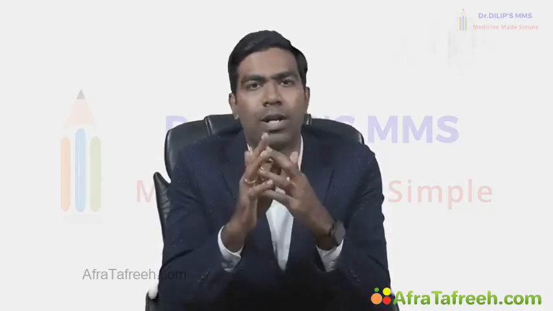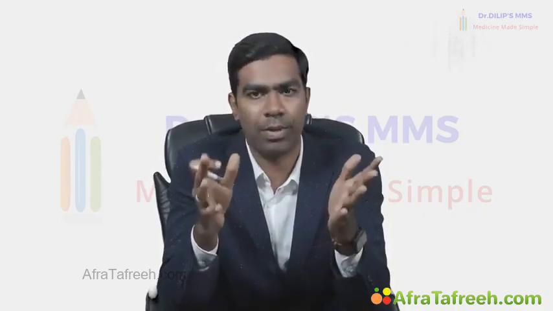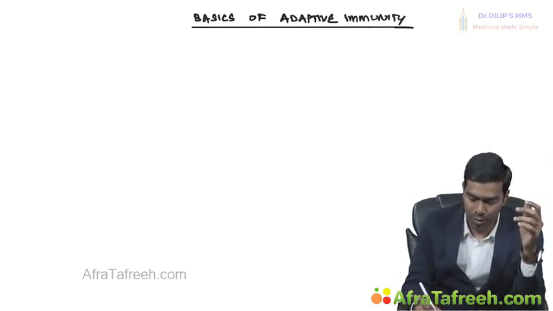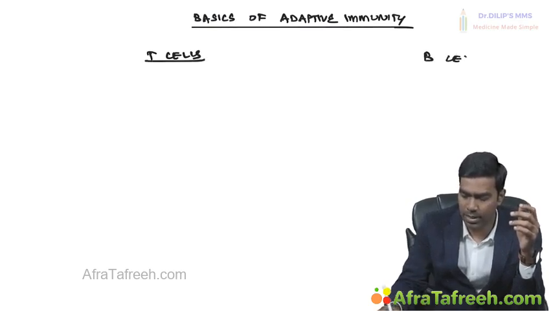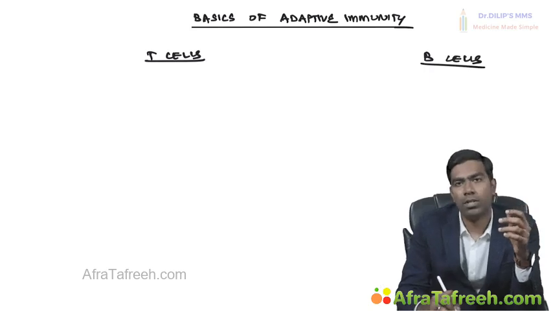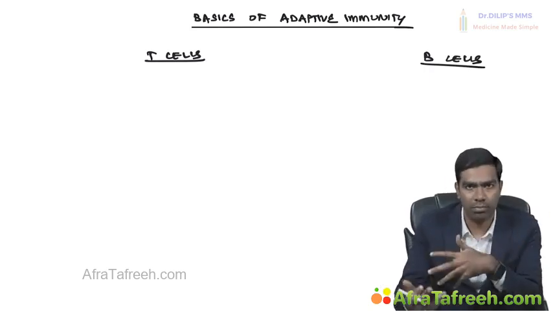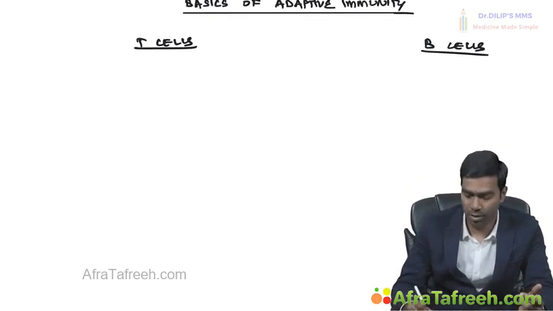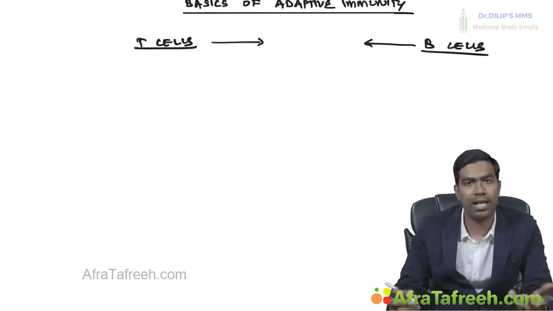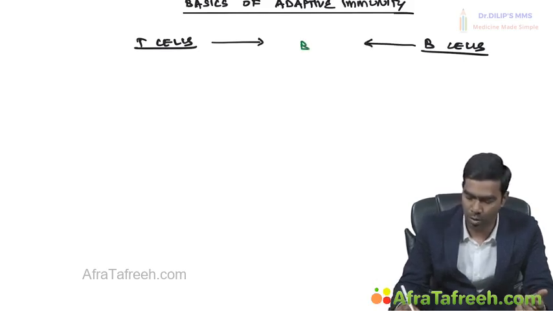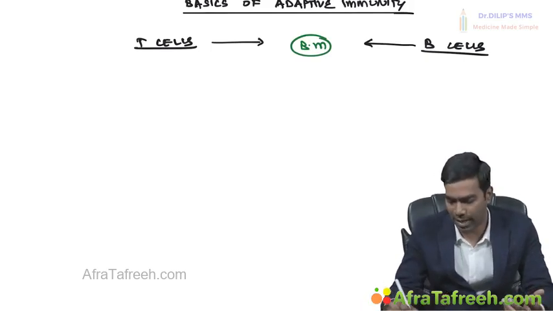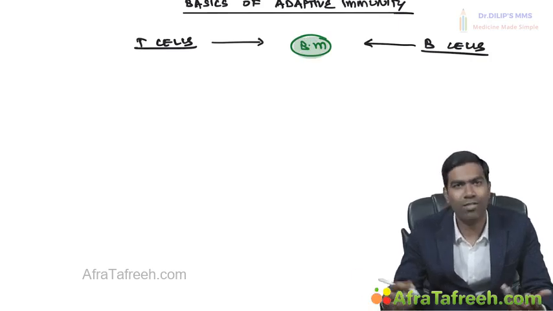The moment you talk about adaptive immunity, only two cells come to mind: the B cells and the T cells. So let us discuss the cells. The first one is the T cells, and the second one is the B cells. If you ask me where they originate from, the origin of both the T cells as well as the B cells is going to be the bone marrow. The bone marrow is the primary area where both the T cells and B cells are formed, but how they form is something different.